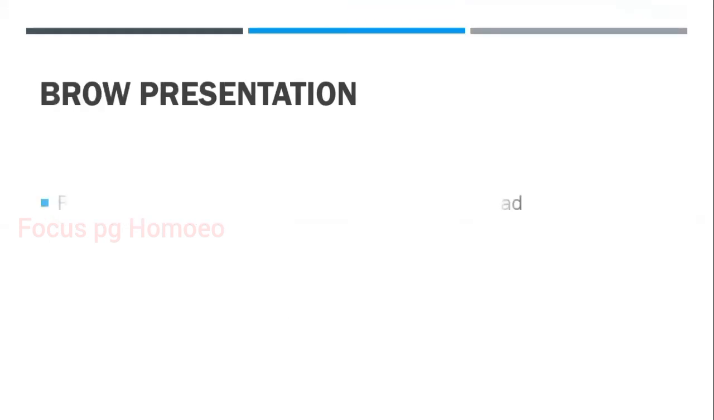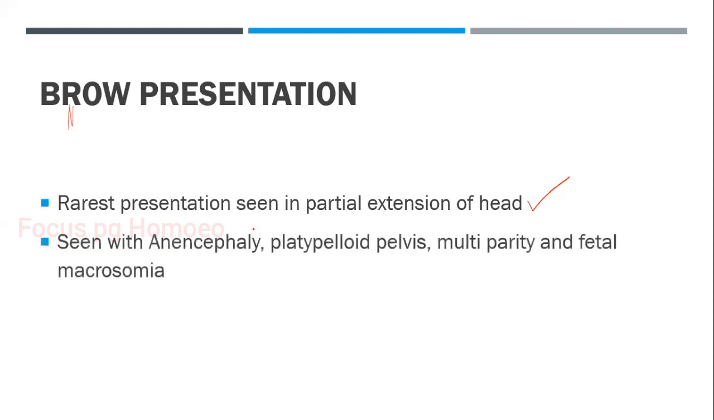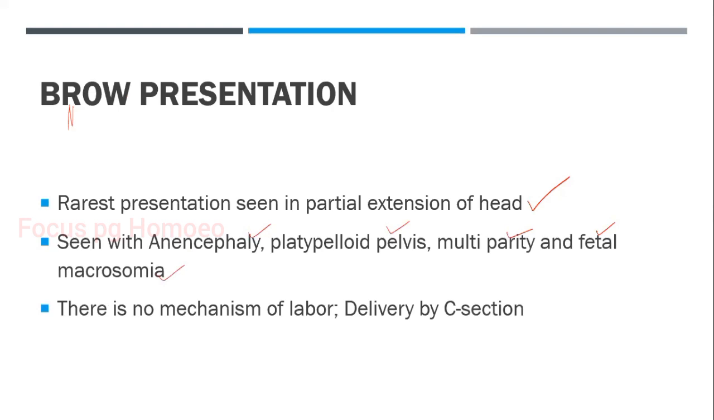Next, brow presentation. Brow presentation is the rarest presentation. So which is the rarest presentation? It is brow, so you can remember RR. The rarest presentation is brow presentation, seen in partial extension of head. It can be seen with anencephaly, platypeloid pelvis, multiparity, and fetal macrosomia. Macrosomia, big head.